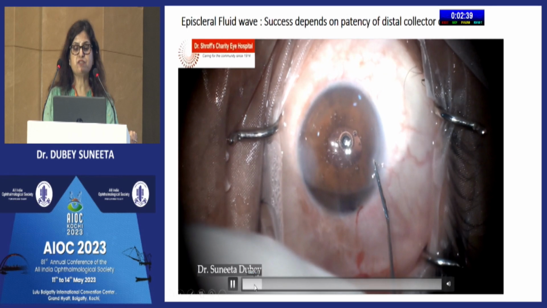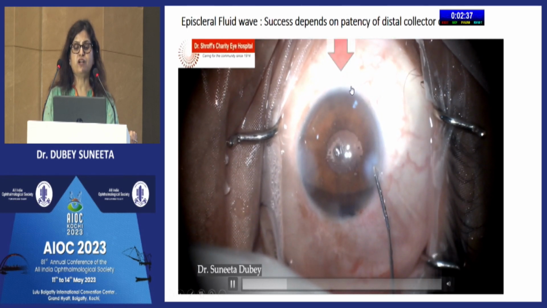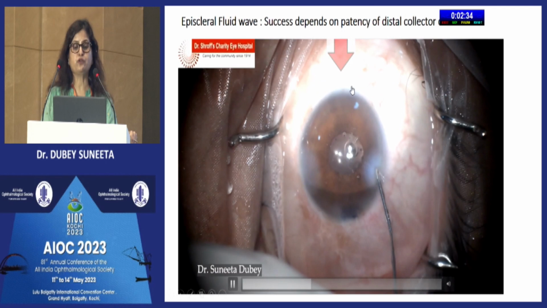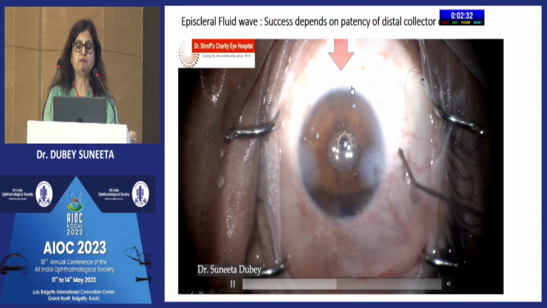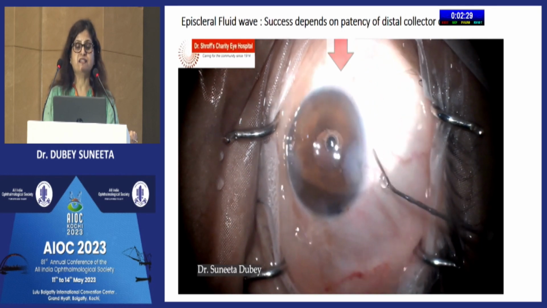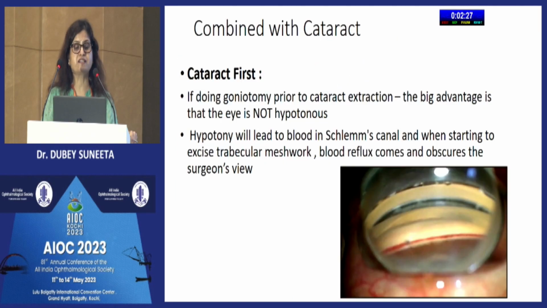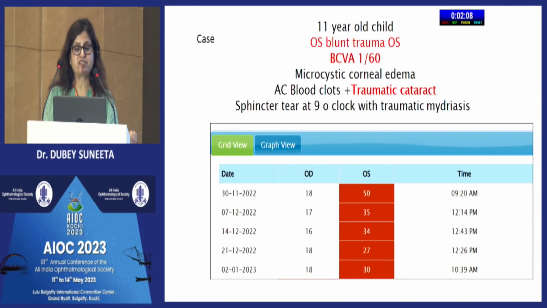So initially when you see, there are vessels which are seen filled with blood, but when you inject fluid through your hydroincision, you see this episcleral blanching of vessels, and the success depends on the patency of the distal collector channel. So when you combine these procedures with cataract, I usually perform cataract first because the big advantage is that the eye is not hypotonic and it will not lead to excessive blood in the Schlemm's canal, which can hamper or obscure the view.